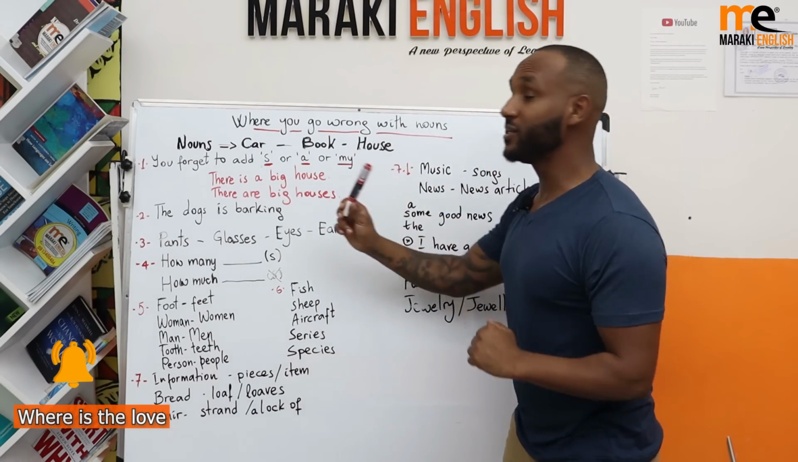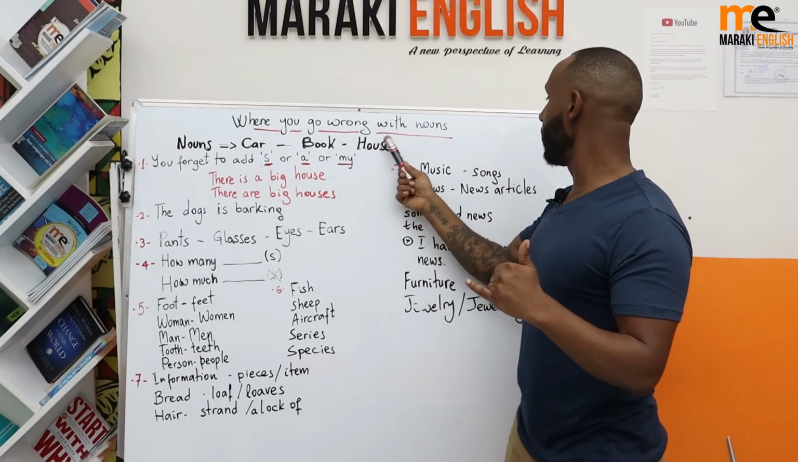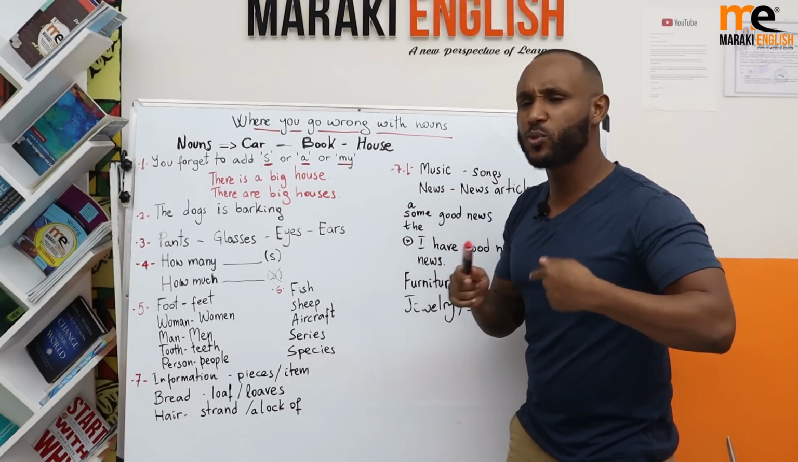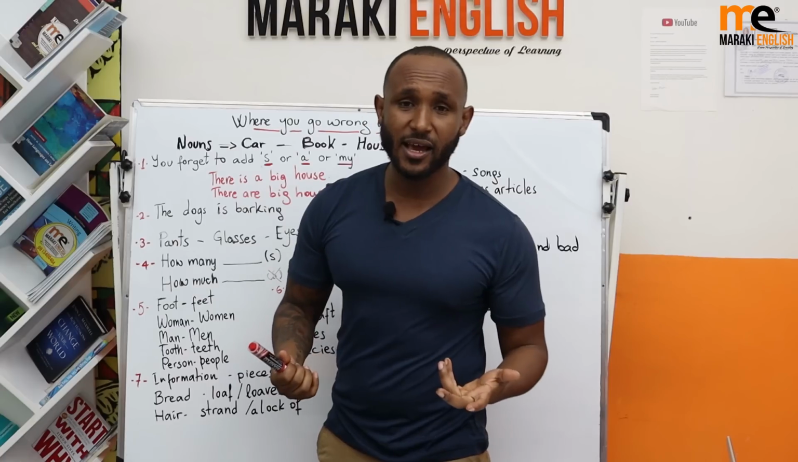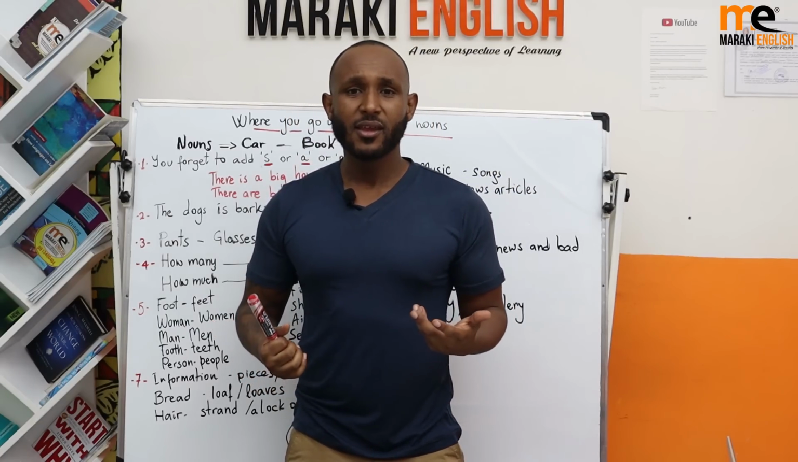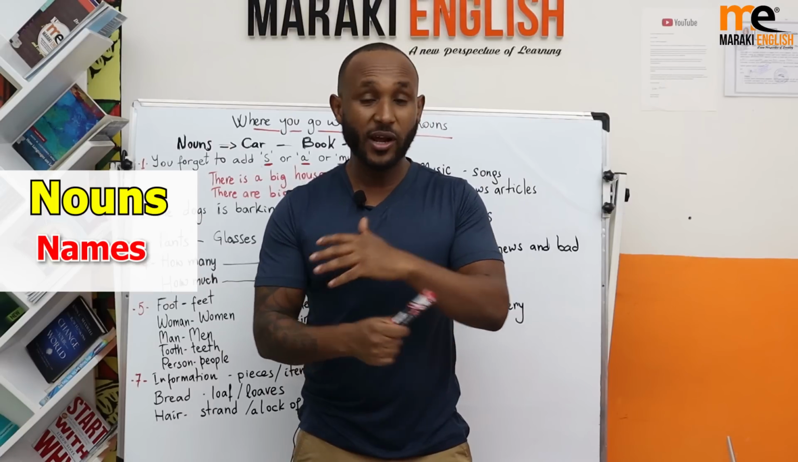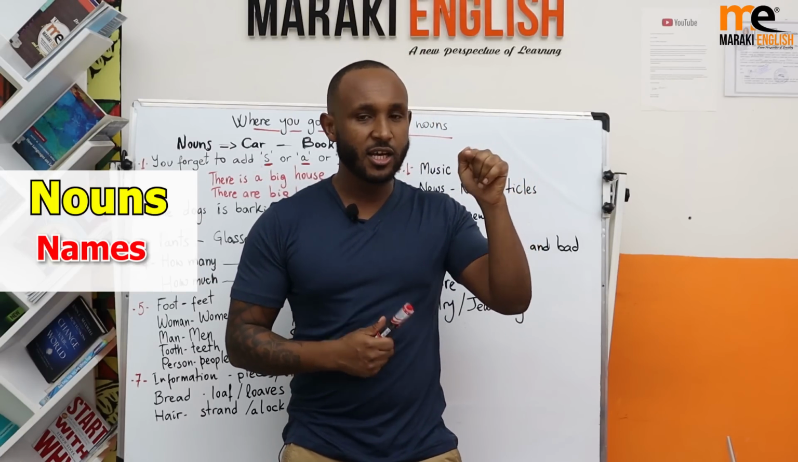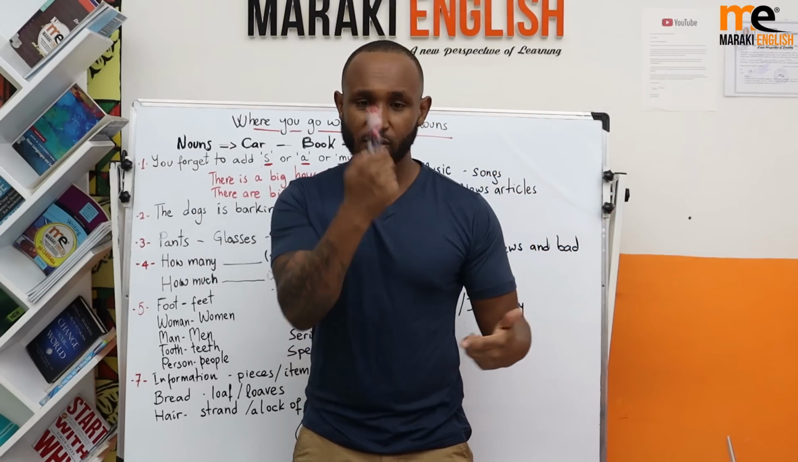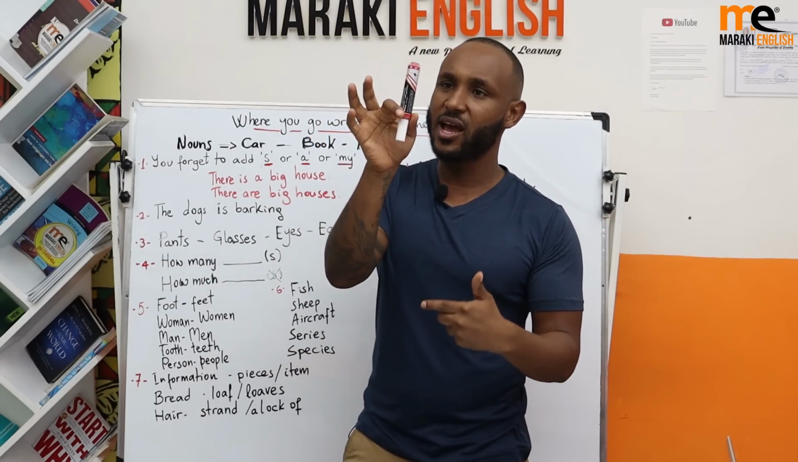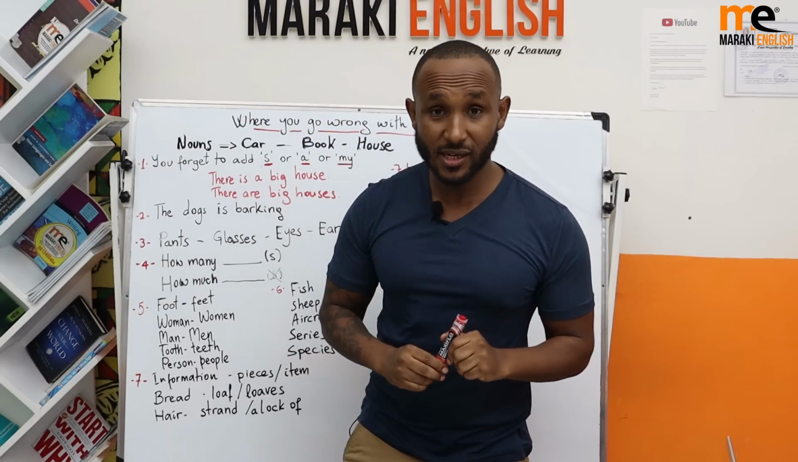Good. So as you can see, the title says where you go wrong with nouns, where you make mistakes with nouns. But before we say that, let's define what a noun is. What is a noun? Well, nouns are names. Whatever it is that you look at and the word you use to address it or to talk about it is a noun. Right now, I'm holding a marker in my hand. So marker is a noun.